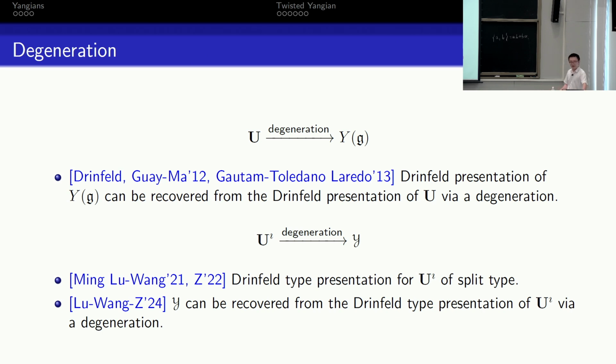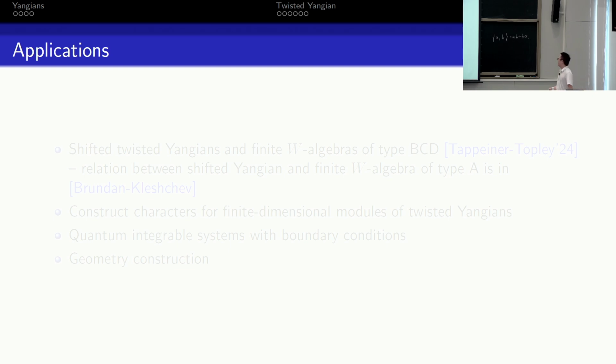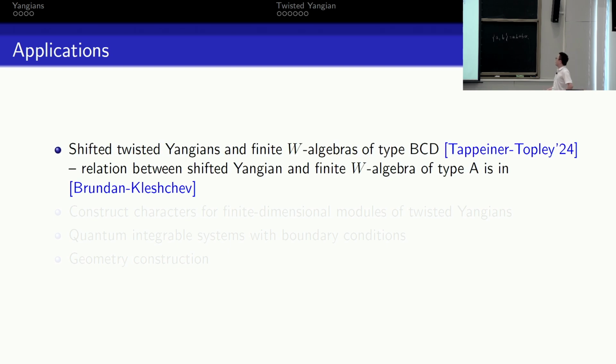Yeah. So in the end, I will mention some more applications. The first application is this. Once you have the Drinfeld presentation, you can define the so-called shifted twisted Yangian. And we expect it's related to the finite W-algebra of type BCD. For finite W-algebras of type A, the relation to the shifted Yangian is already established by Brundan and Kleshchev.